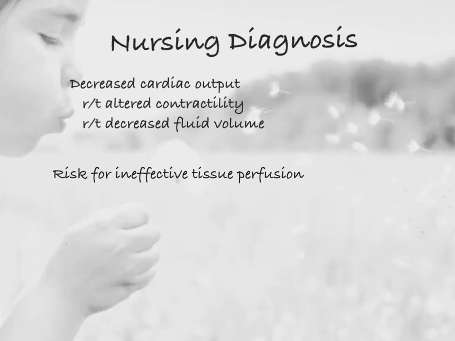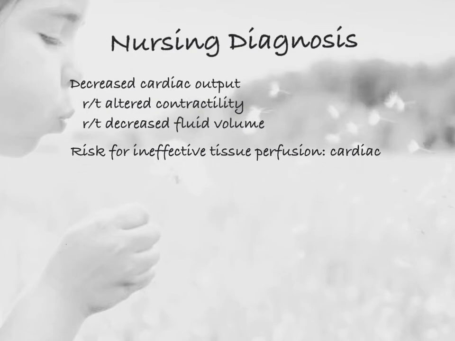So you can have risk for ineffective tissue perfusion, cardiac, which means that person's at risk for a heart attack. You could have it as cerebrovascular if they're at risk for stroke. You can have it as at risk for renal perfusion, whichever tissue that you're targeting.